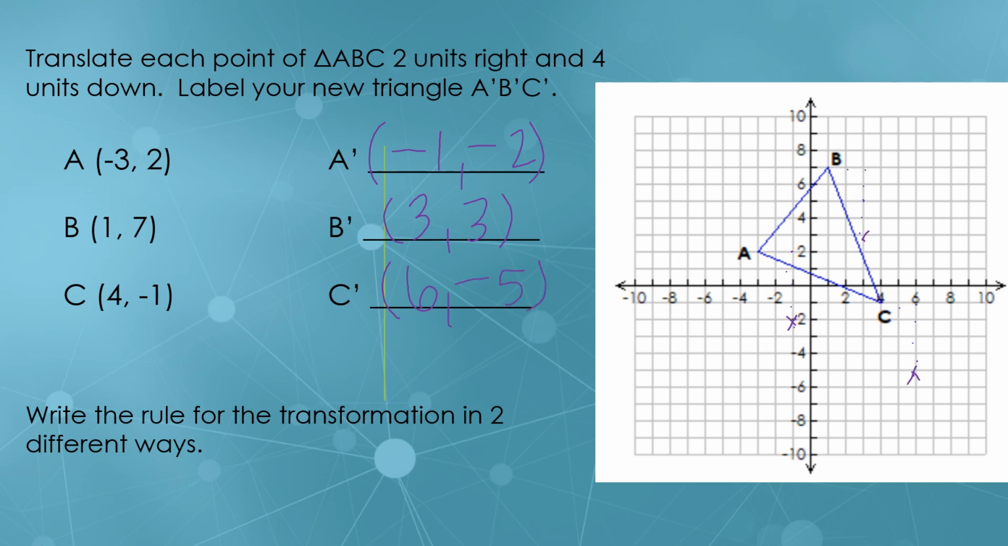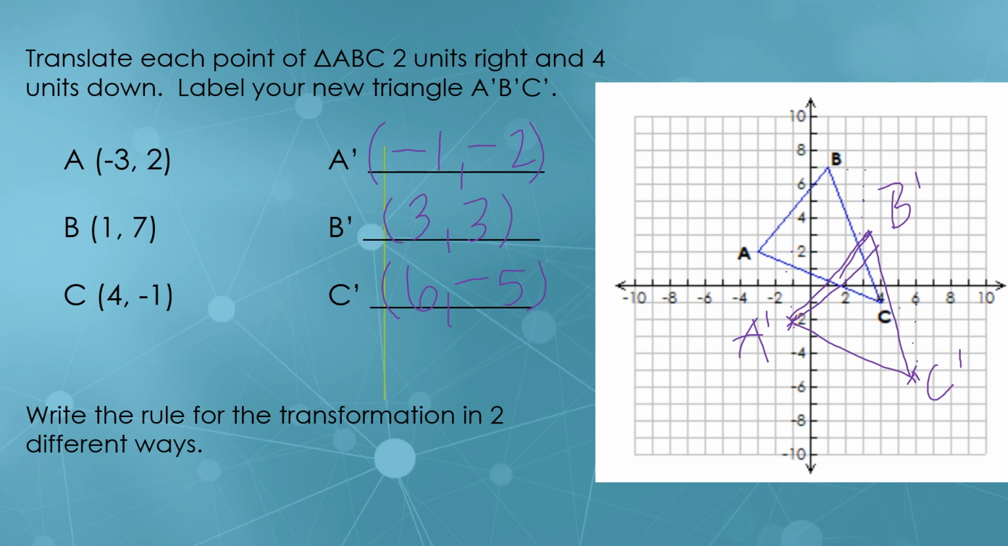Now, when you graph these points, you do want to label them. Remember, you want to differentiate between the pre-image and the image. So the images are going to be A prime, B prime, and C prime. Now, normally I would use a ruler, but I can't really do that here. So I'm going to do my best to connect them. It doesn't look too good, but I think you get the overall idea of what I was doing.